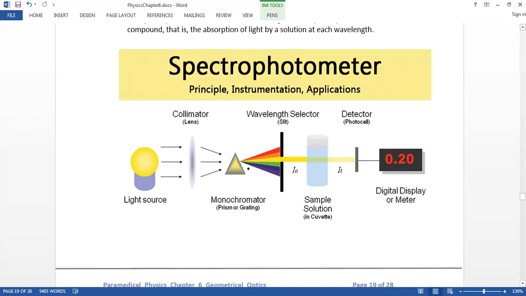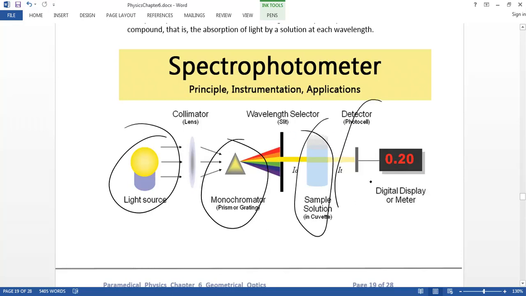In the calorimeter, a prism is not used. Here in the spectrophotometer, a prism is used. There are four basic components: first is the source of light, second is the prism, third is the cuvette, and fourth is the detector. These are the four components of a spectrophotometer.